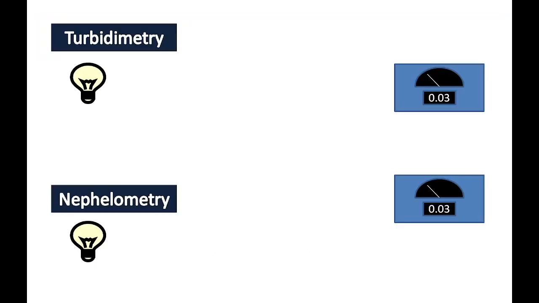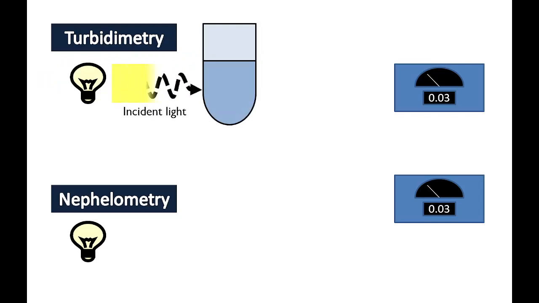in turbidimetry, a detection device is placed in direct line with the incident light, collecting light after it has passed through the solution. It thus measures the reduction in light intensity due to reflection, absorption, or scatter. Scattering of light occurs in proportion to the size, shape, and concentration of molecules present in solution.